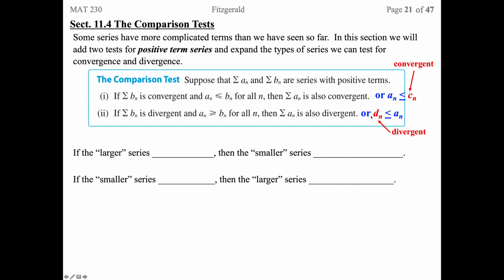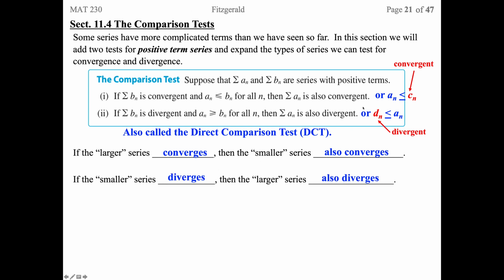So I like to write it this way: D sub n is less than or equal to A sub n. The reason I do that is because I look at this statement down here. If the larger series converges, that's C sub n, then the smaller series also converges. That's A sub n. If the smaller series diverges, that's D sub n, then the larger series also diverges. That's A sub n. So when I think of this, I think of this as a compound inequality.